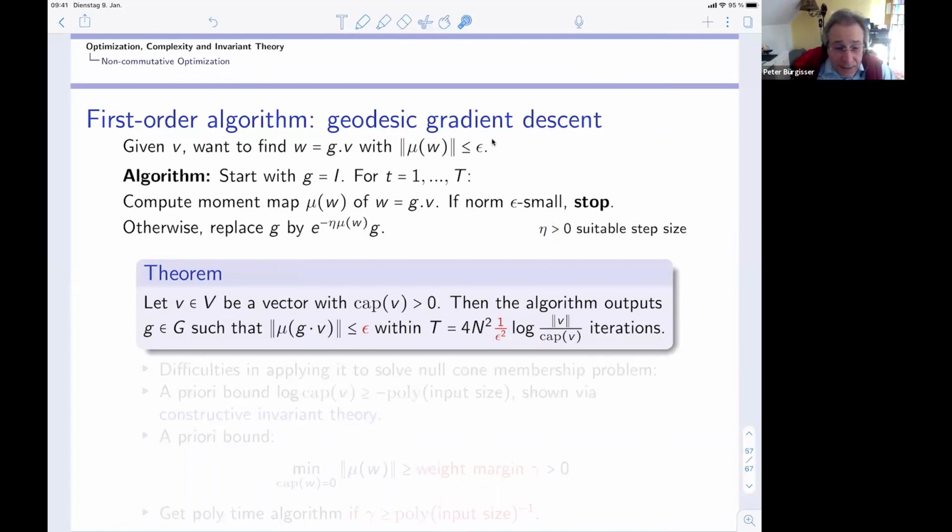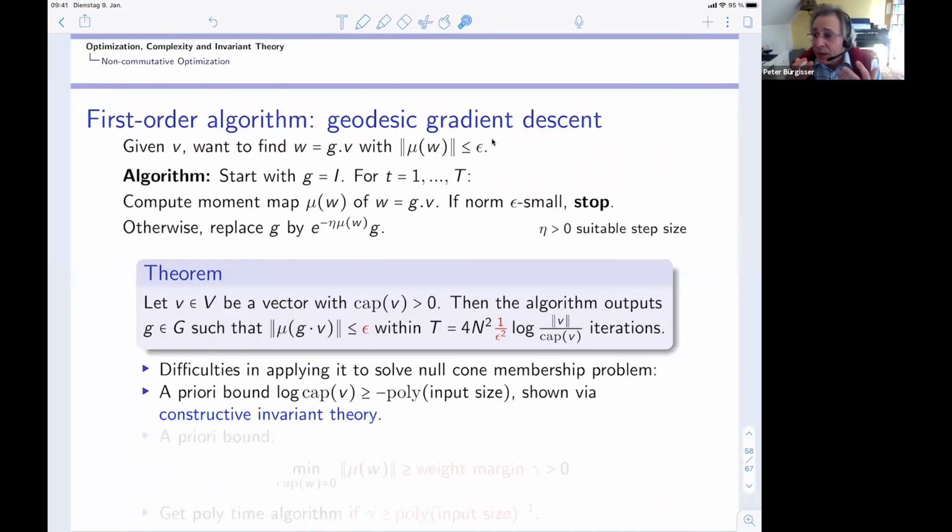So what does it say? This algorithm outputs a group element such that the norm of the gradient is less than epsilon. What is the time bound? We have the ratio of the norm of V divided by the capacity, inside a logarithm. It's nice to have the logarithm here. Then we have 1 over epsilon squared, which is maybe not so nice, it would be better to have log of 1 over epsilon, and then this degree bound, which is usually quite harmless. So the difficulty is more in applying this theorem.